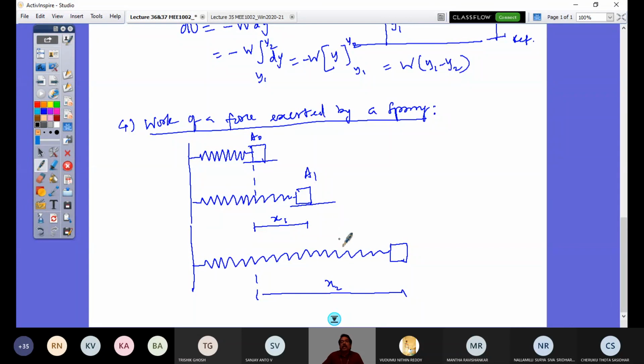In between these x1 and x2, I can consider the free body diagram here on a smooth surface. The surface is smooth. The weight acts in this direction, and you know the spring force is acting in this direction, which will try to get this block always to the position A0. And you would have the normal reaction and friction force. The direction of friction force is against the expected motion. So this is the friction force.